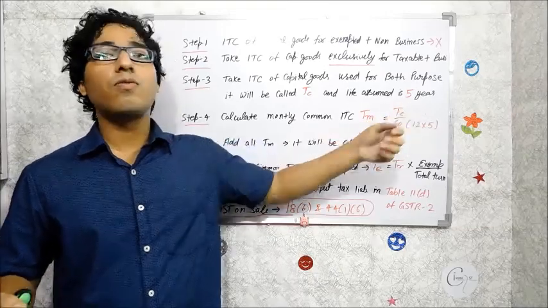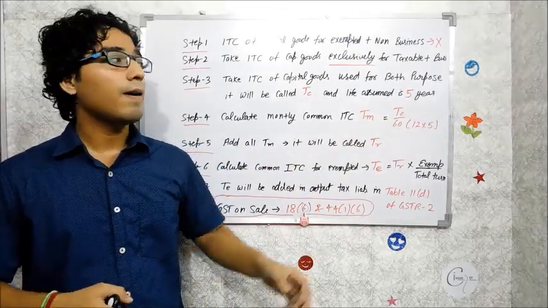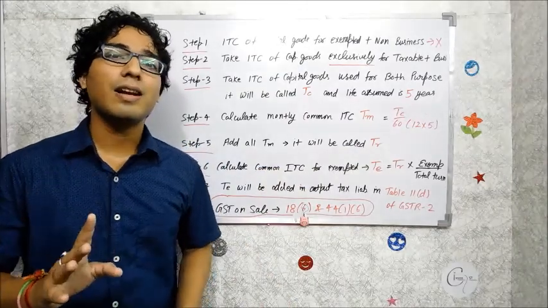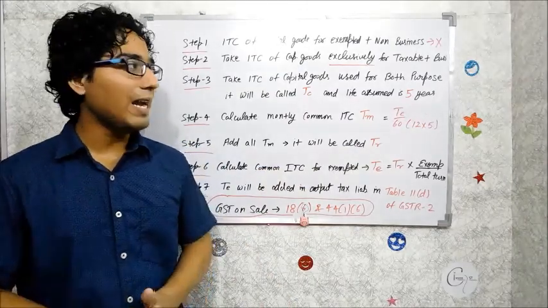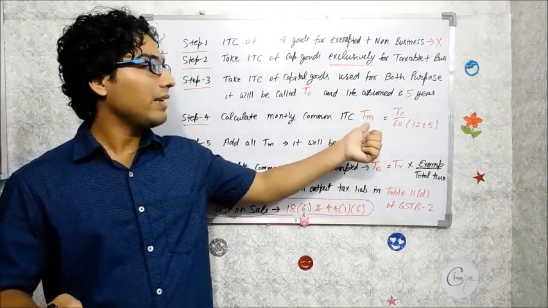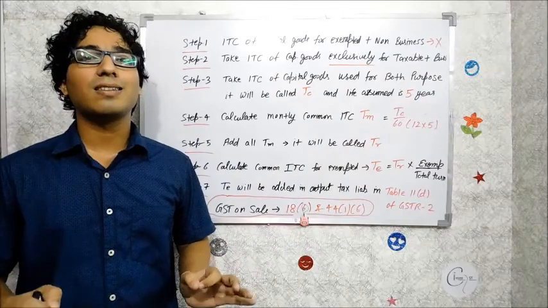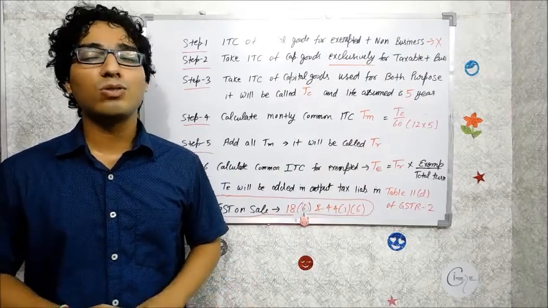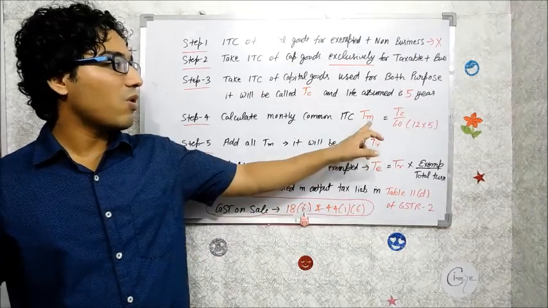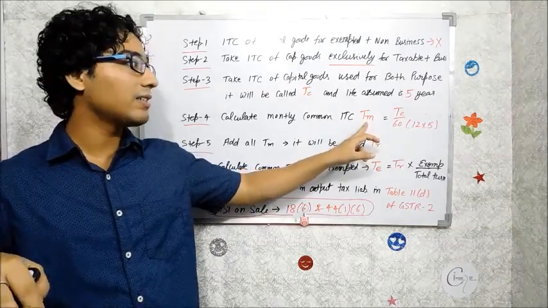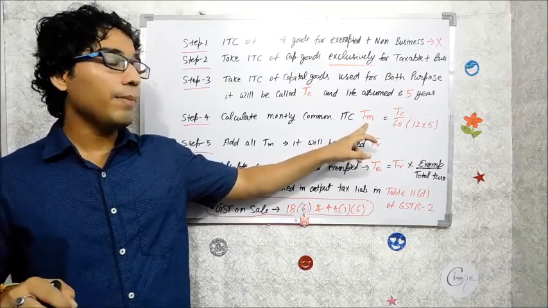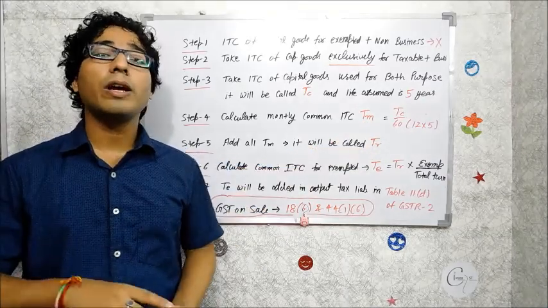So TC is the full input tax credit divided by 60 months. Then you will calculate the input tax credit for 1 month, and that term will be given as TM, the monthly input tax credit of the capital goods which is used for both exempted as well as taxable supply. So that is called TM in the GST itself, and that TM will be calculated on an individual basis.